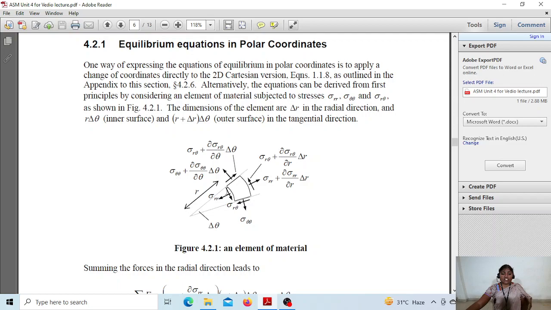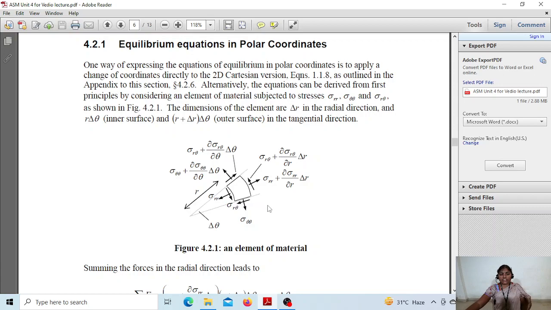Now let us come to shear stresses. Shear stresses are naturally sigma r theta only; sigma theta r and sigma r theta are one and the same. On one face it is sigma r theta, and on the other face in the radial direction it is sigma r theta plus dou sigma r theta by dou r into delta r. On the other direction also you will have shear stresses, again sigma r theta, and on the other face sigma r theta plus dou sigma r theta by dou theta into delta theta.